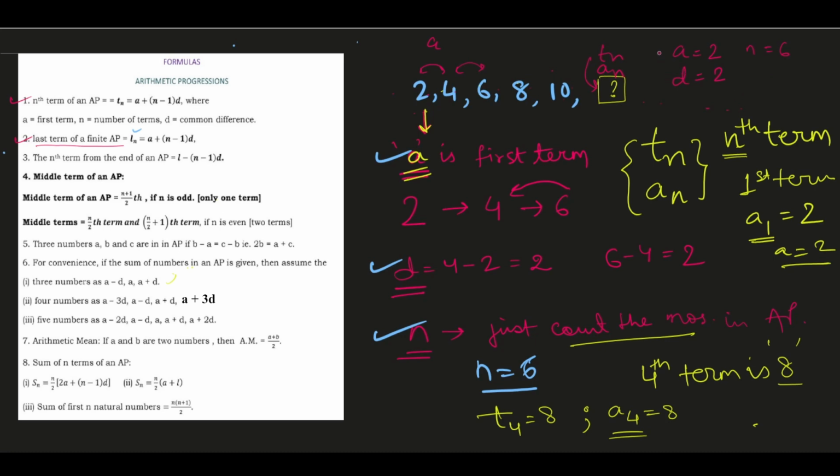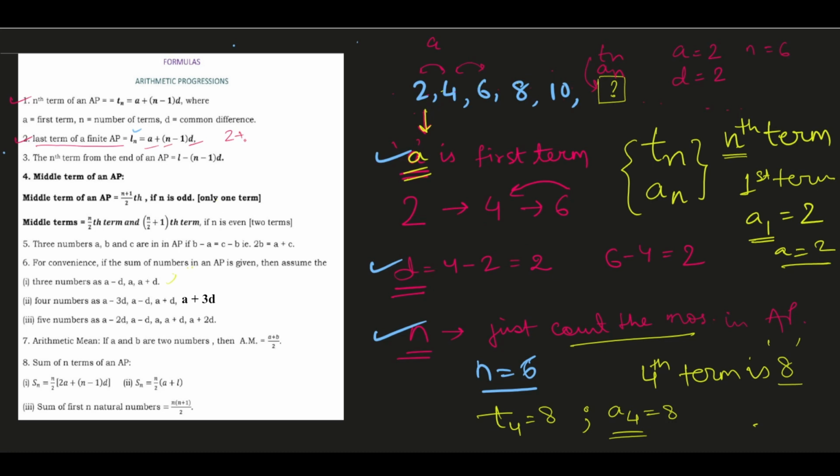Since we have all the parameters here, we can substitute A, N, and D in this formula. See, D, N, and A, and we will get the answer. How? Just say I'm solving it.